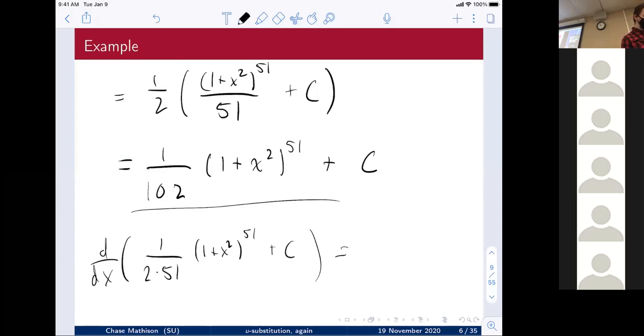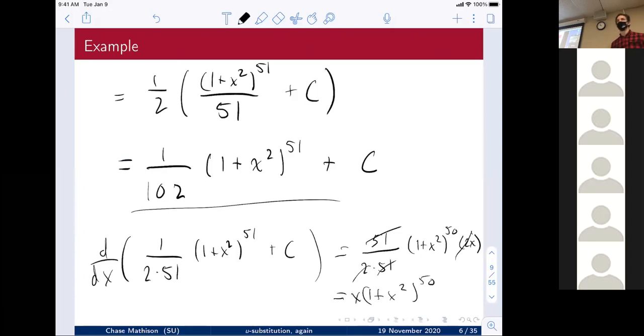Well, I'm going to use the chain rule. The inside function is 1 plus x squared. The outside function is x to the 51st. And so when you use the chain rule, you're going to get 51 over 2 times 51 times (1 plus x squared) to the 50th, which is 51 minus 1, and then I multiply by the derivative of the inside, 2x. Okay, so the 51 over the 51 cancels, and the 2 cancels with that 1/2. I'm left with (1 plus x squared) to the 50th times x, which is exactly what we wanted to get.